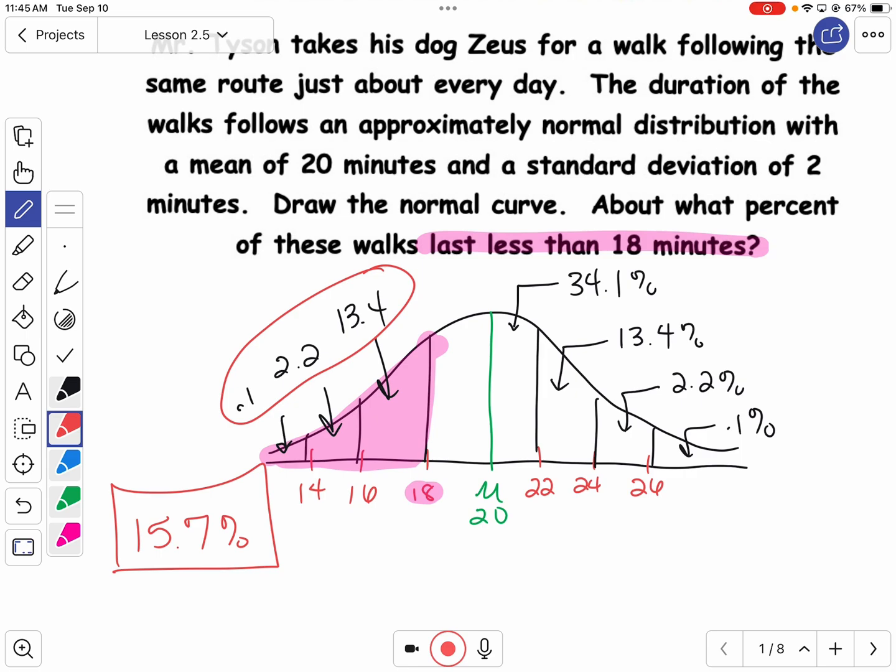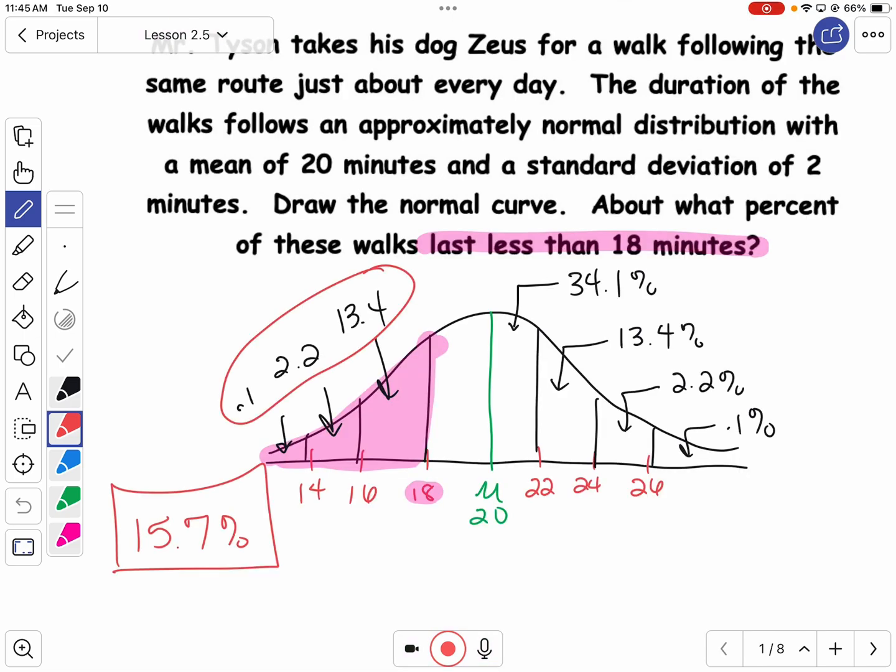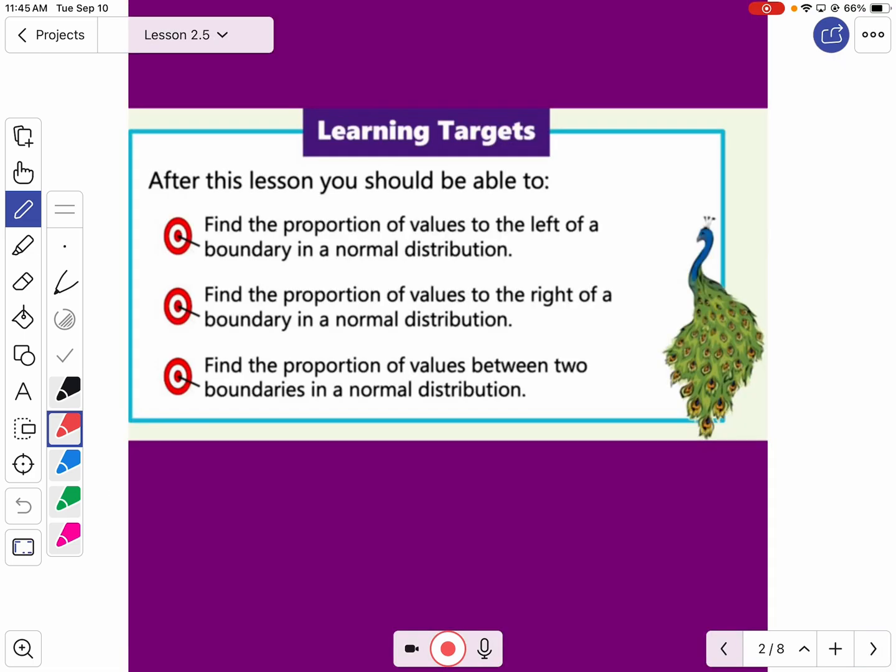All righty then. So y'all, let's switch over to our notes for today. Here's our learning targets. What are we going to do? We're going to find the proportion of values to the left, to the right, and between two numbers. Okay. We just did one. That was to the left. We're going to use our applet to help us do that.